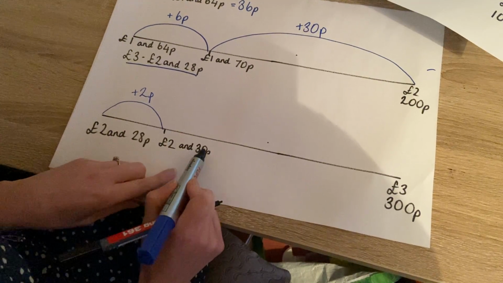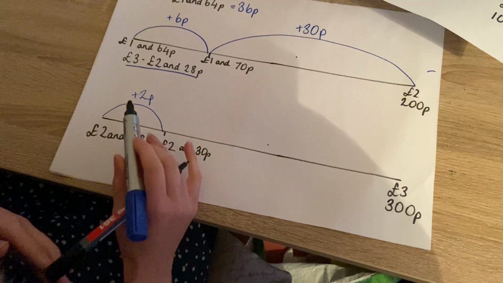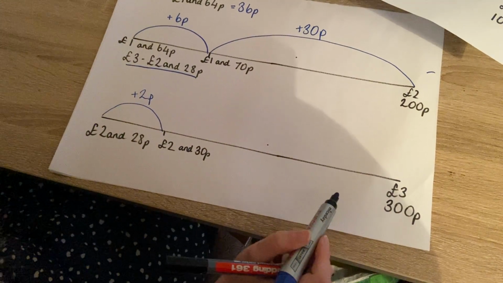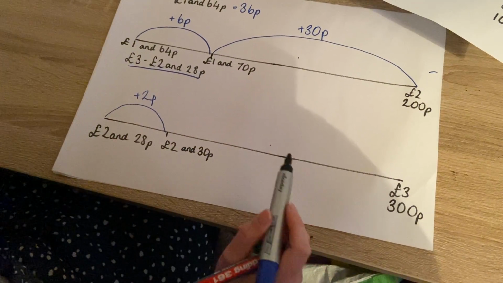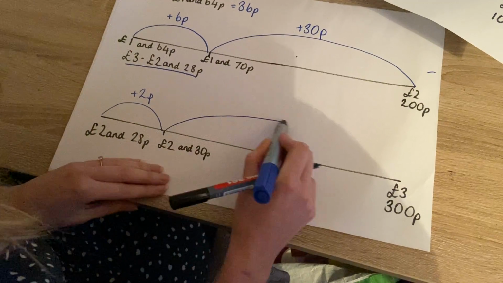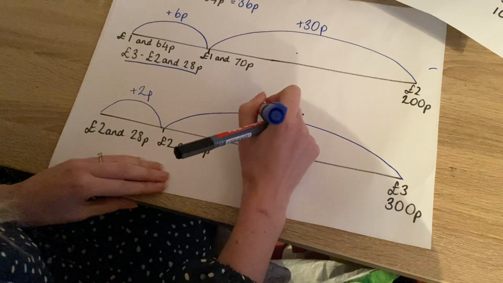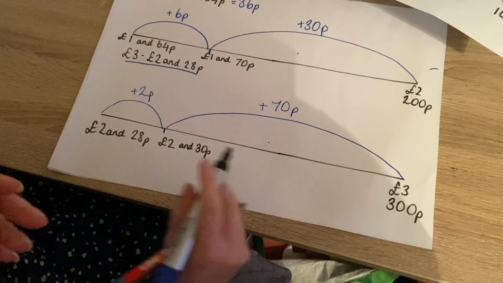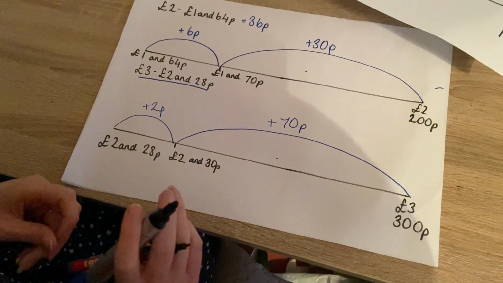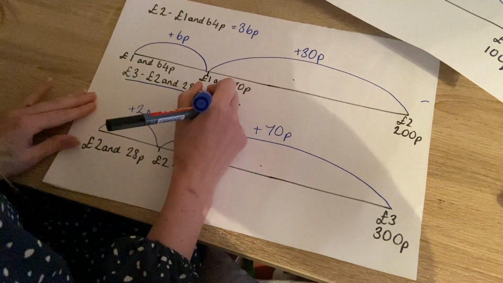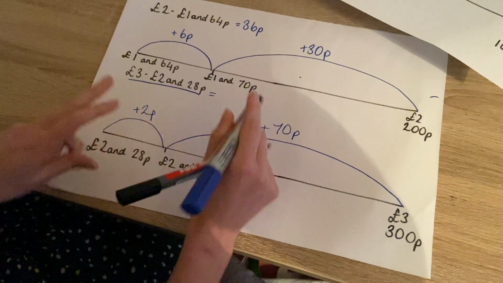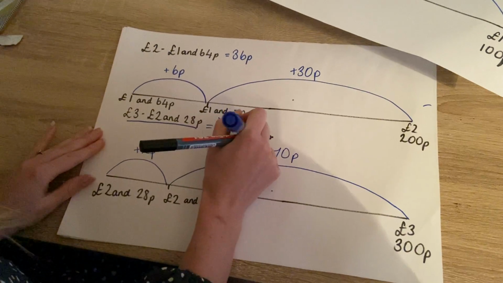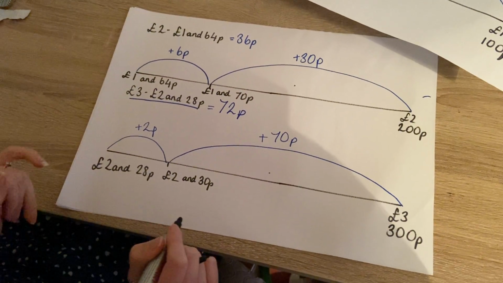So I'm thinking, what do I add on to 30 to get me to that next 100? So it's going to be add 70p. Okay, I know 3 add 7 makes 10, so 30 add 70 is going to make 100. And then I can write my answer there by adding the 2 together. So I've got 72p. Super.